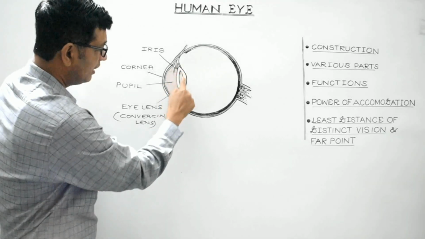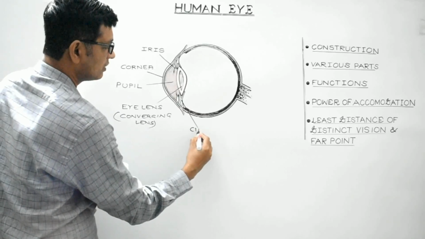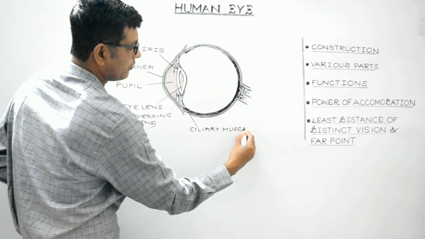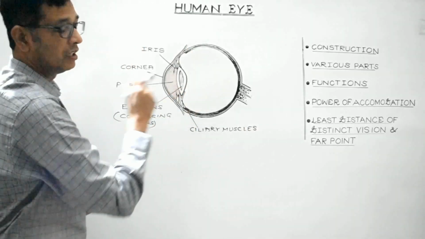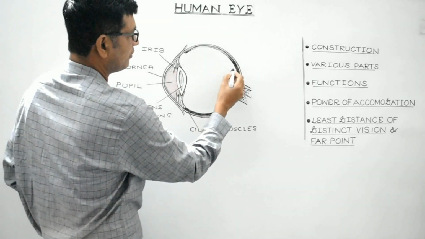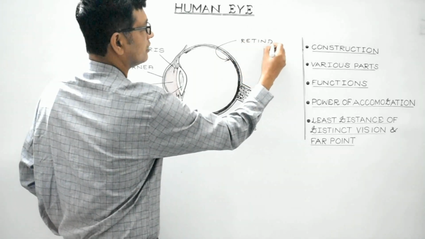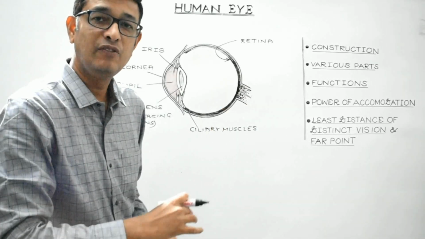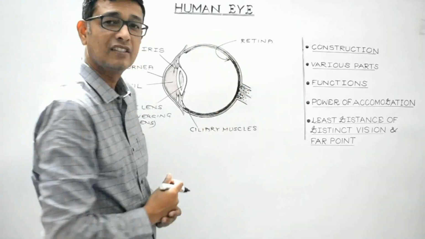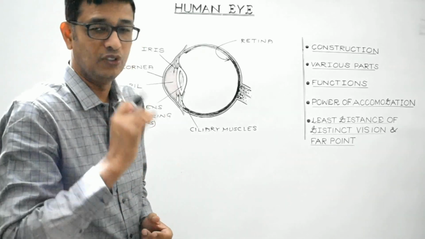And students, it is held in its position due to the ciliary muscles. These are the ciliary muscles, which hold the position of the converging lens. And this is a very important part. This is the retina. It acts as a screen where the real and inverted image of an object is formed. And retina consists of light sensitive cells, rods and cones.